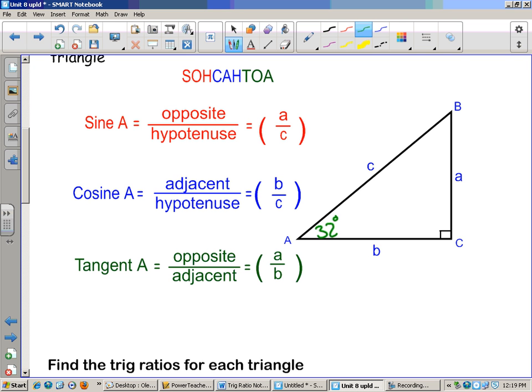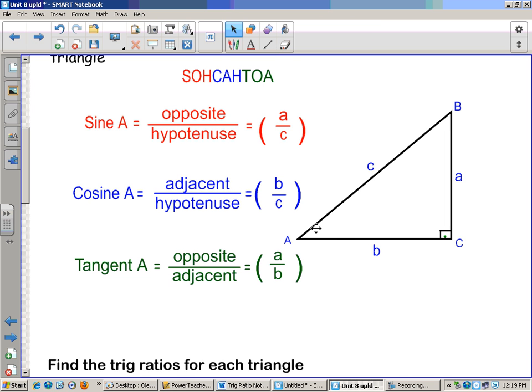Yeah, by what shortcut? Angle, angle, right? If two triangles have the 32 degrees and they're both right, they'd be similar by angle, angle. So all their sides are going to be in proportion. So really, the only thing new we're learning is the names of those ratios.